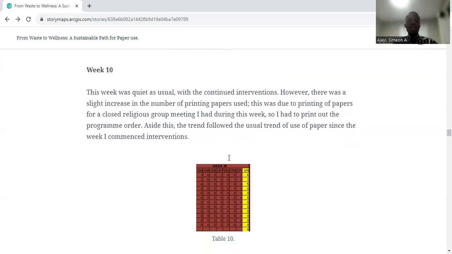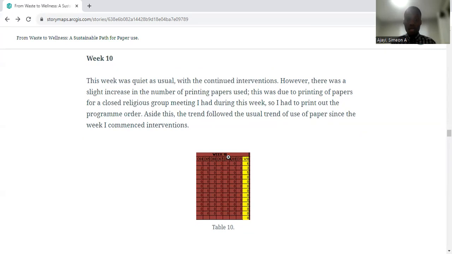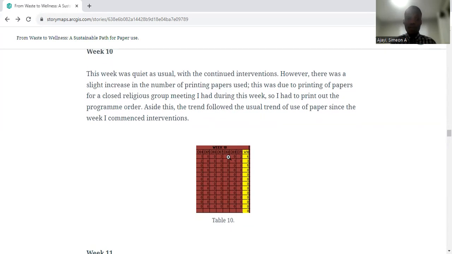Now to week 10. This week was quiet as usual with the continued intervention. However, there was a slight increase in the number of printing papers used. This was due to the printing of papers for a closed religious group meeting I had during this week. I had to print out the program order. Aside from this, the trend followed the usual trend.